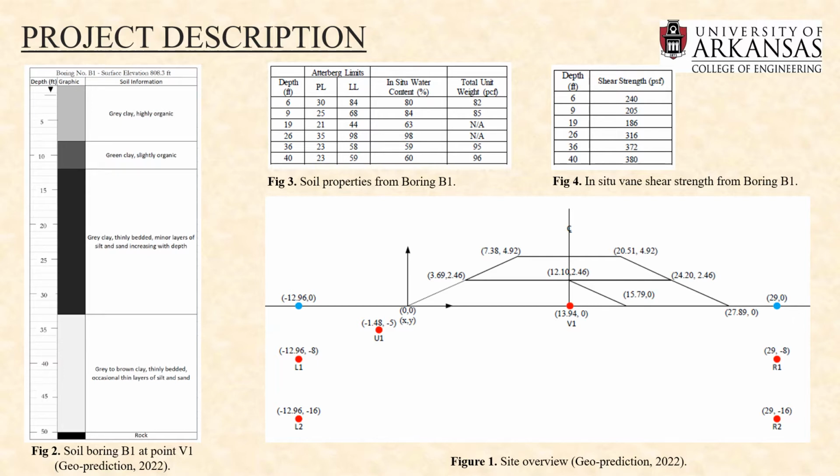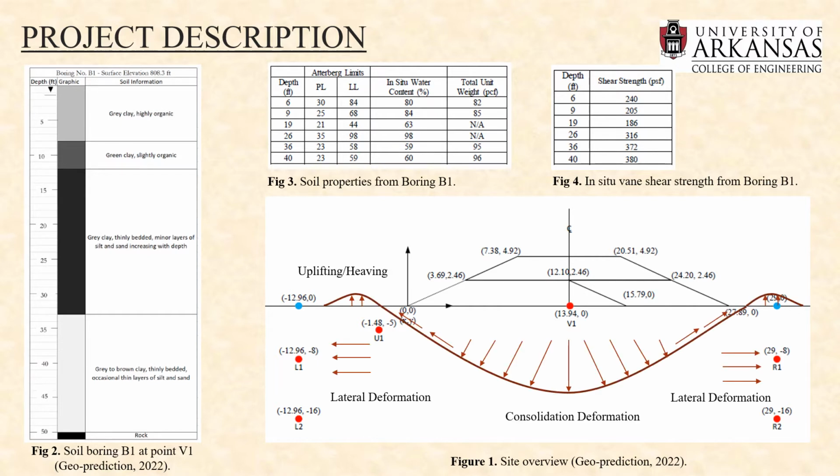Our prediction for how the soil behaves under the embankment load is presented in figure number 1. We predicted that the resulting change in the stress immediately causes settlement at the center of the embankment and some corresponding lateral movement of the soil to the side. Some uplifting or heaving at the site is going to happen as well.